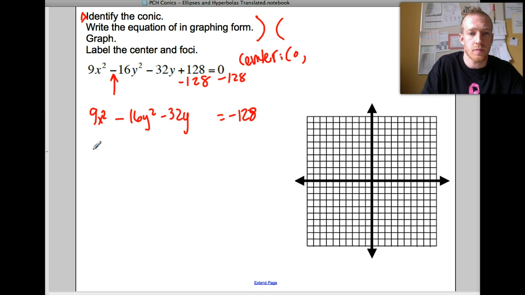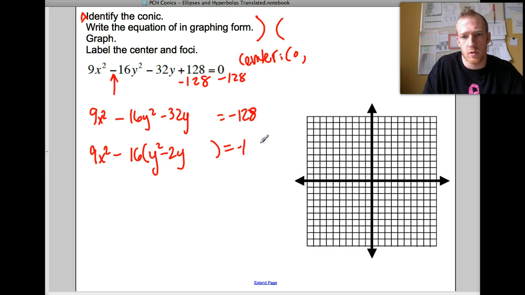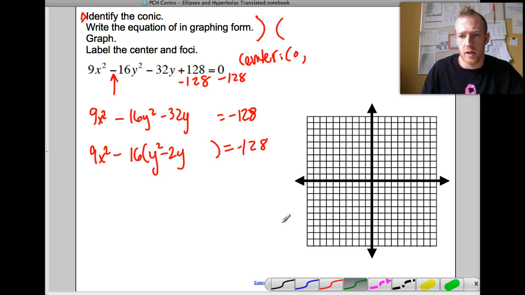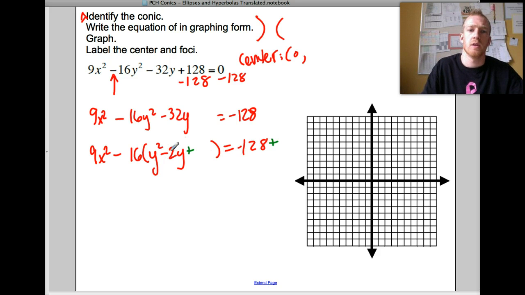that square. So we got 9x squared minus, now we factor out this 16, and that leaves us with a y squared minus 2y equals negative 128. So now we have to add something to both sides. Half of this is negative 1, negative 1 squared is 1, but really I added a 16 to both sides. And actually this is a negative 16 because the negative goes with that number.